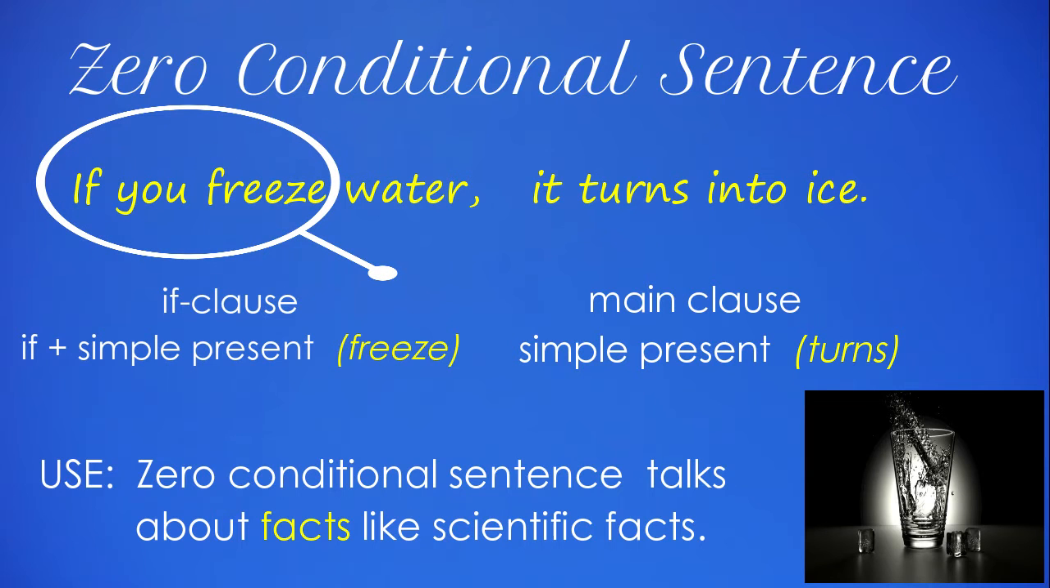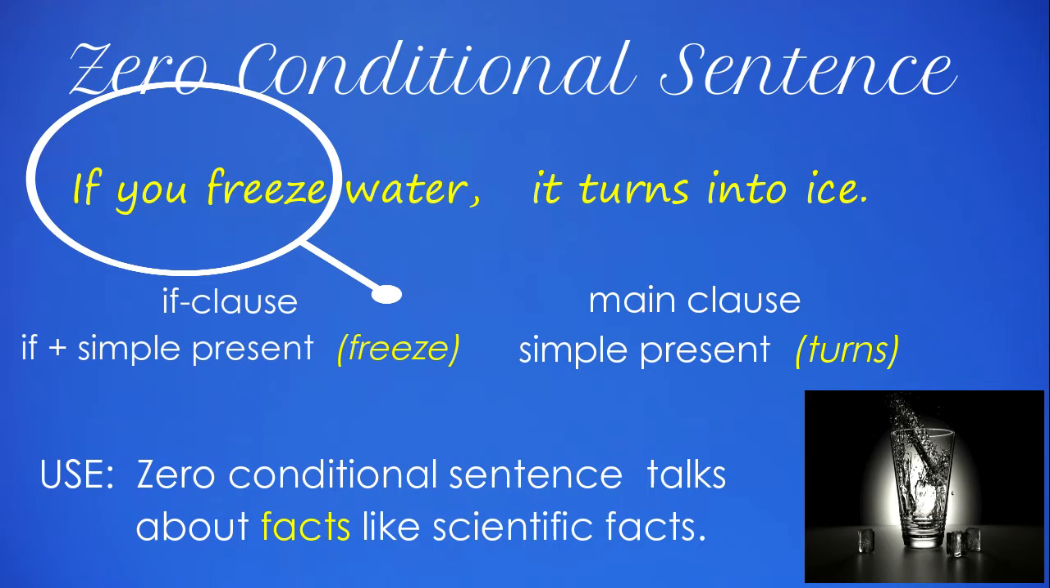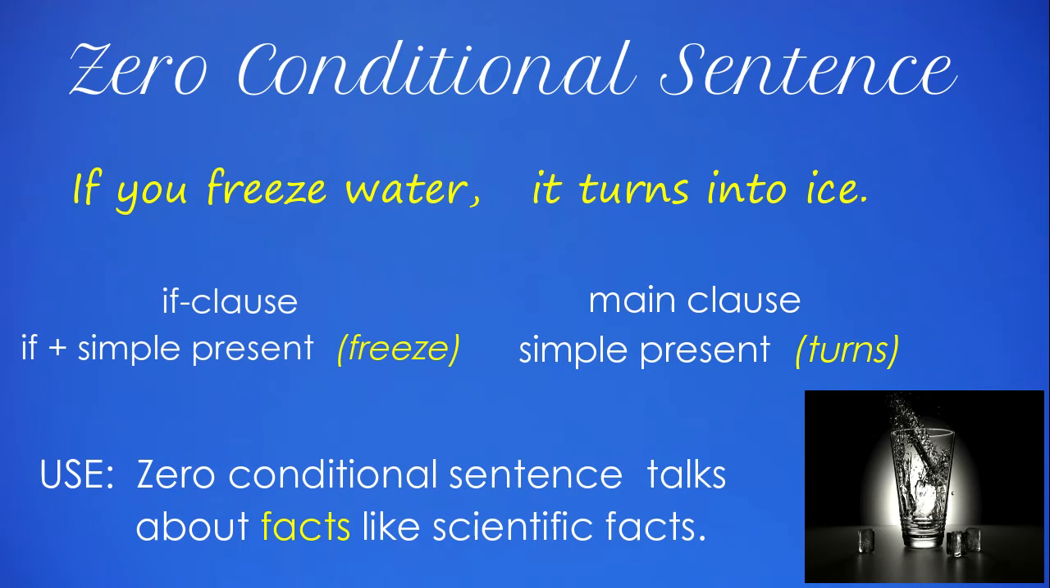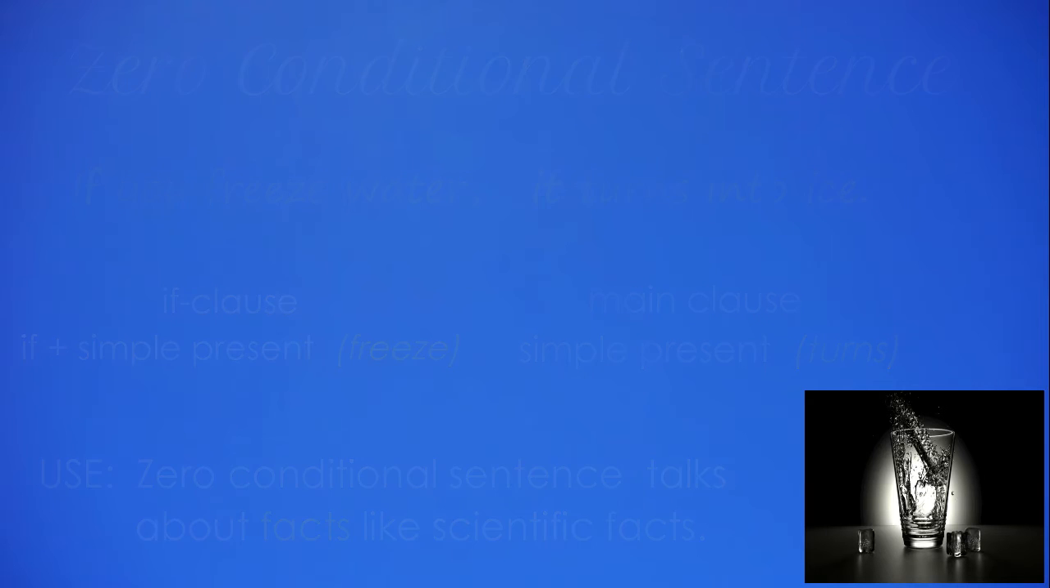In the if clause, it starts with if, then the subject you, then the simple present verb, which is freeze. In the main clause, it has a subject, which is it, then the simple present verb, which is turns. In the zero conditional sentence, use one simple present verb in the if clause and one simple present verb in the main clause. And remember, use zero conditional sentence to talk about facts.